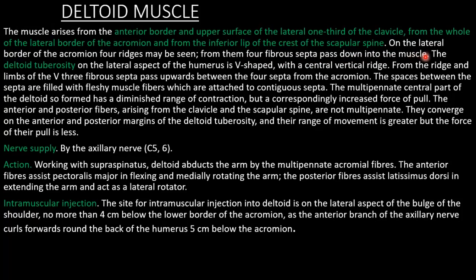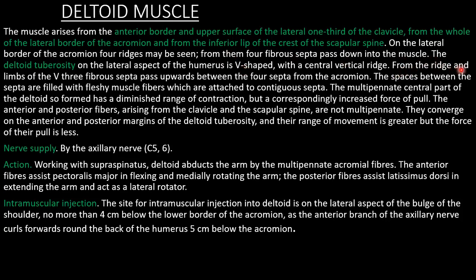Now, it usually inserts into the deltoid tuberosity on the lateral aspect of the humerus. And the deltoid tuberosity is a V-shaped ridge, a V-shaped tuberosity. Remember, this is on the lateral aspect of humerus. Now, on the medial aspect of humerus, directly on the medial aspect, that is where your coracobrachialis muscle will insert. Please remember the 10 anatomical events that occur at the point of insertion of coracobrachialis muscle. Please look at that now.